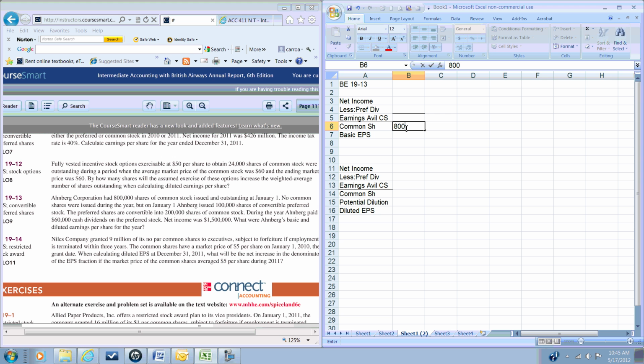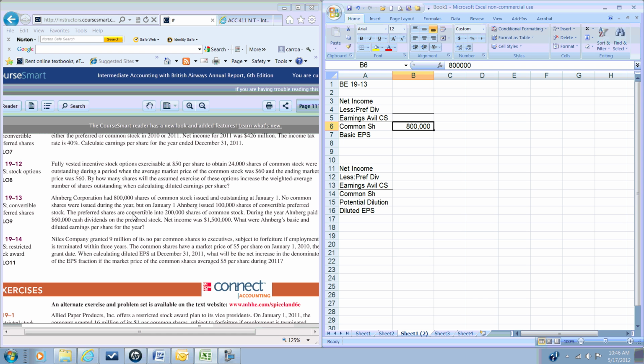So we have 800,000 shares of common stock outstanding at the beginning of the year, and no changes to the common stock are made during the year. However, they do issue 100,000 shares of convertible preferred stock. That is not going to affect the number of common shares outstanding in our basic EPS. It will play a role when we compute diluted earnings per share.